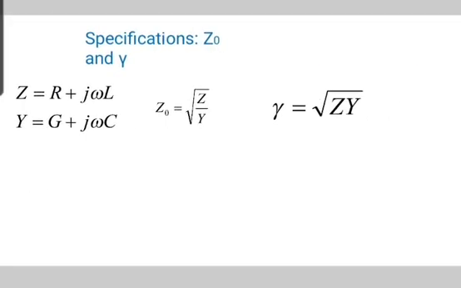Now here the equation for Z0, that is the characteristic impedance, is given. So Z is equal to R plus j omega L, R is resistance, L is inductance, Y is equal to G plus j omega C, and Z0 is equal to square root of Z by Y. So what is Z? Z is series impedance per unit length, Y is shunt admittance per unit length, and gamma is square root of Z into Y. And what is gamma? Gamma is the propagation constant.